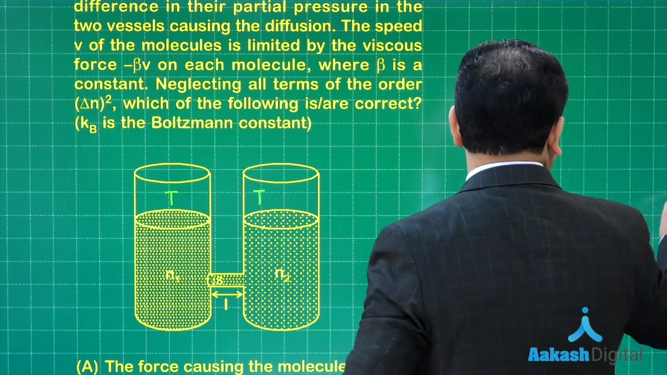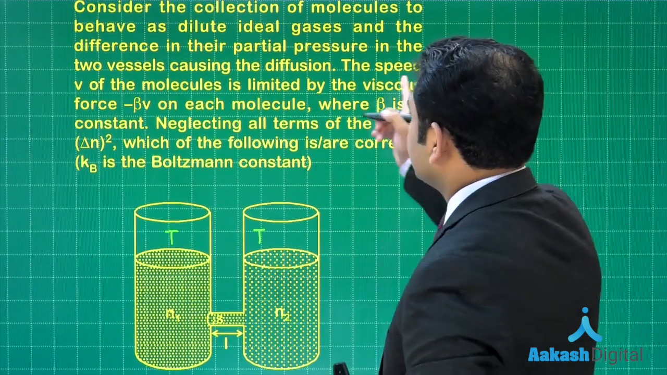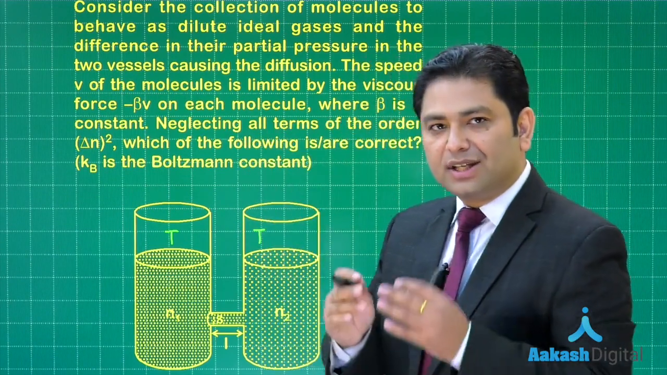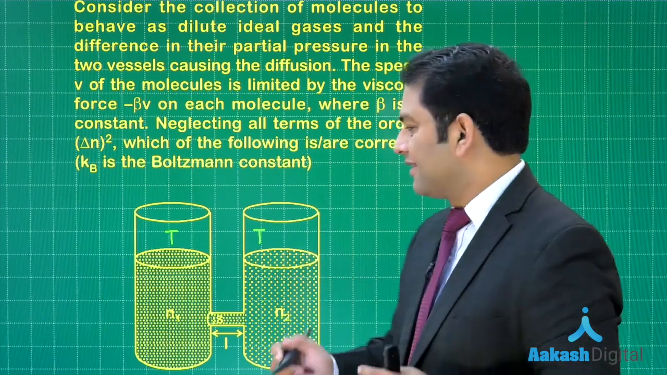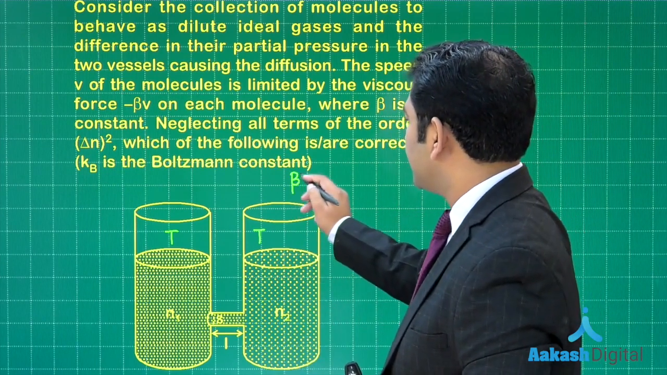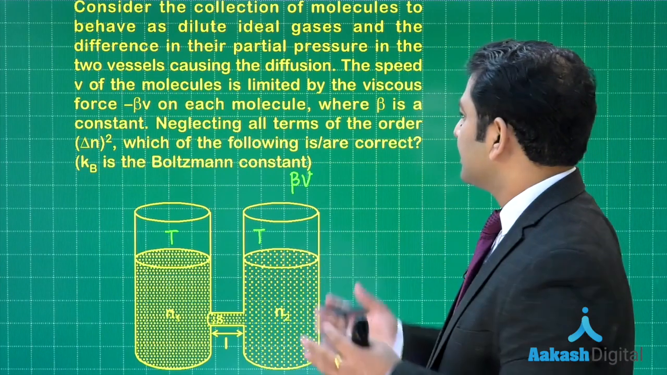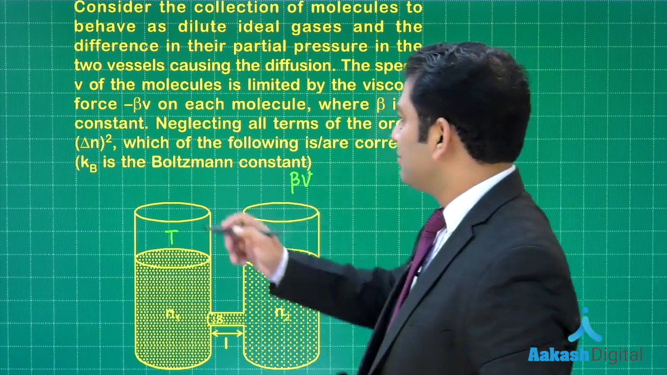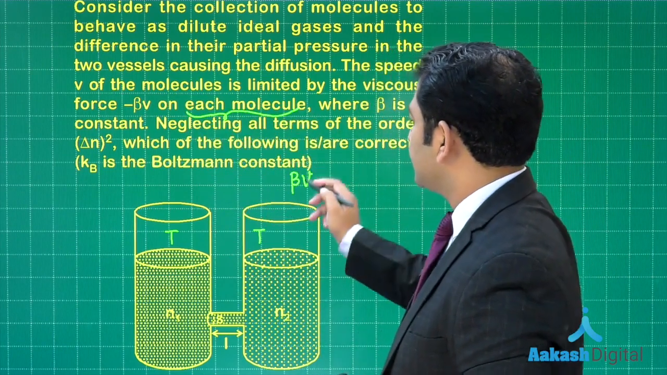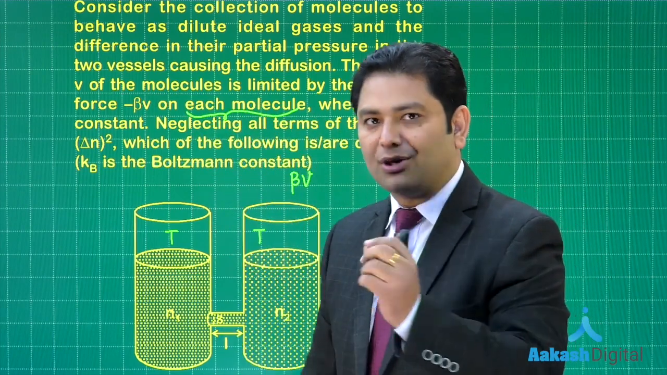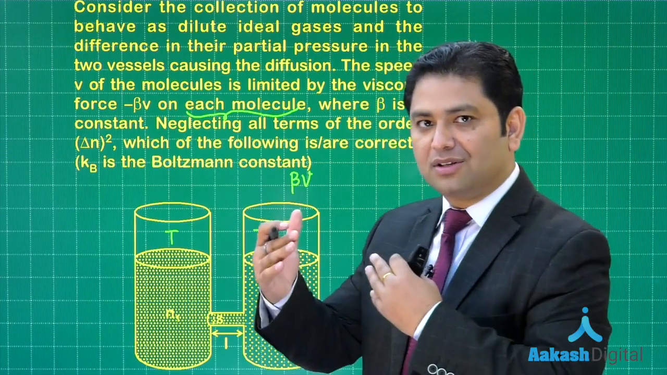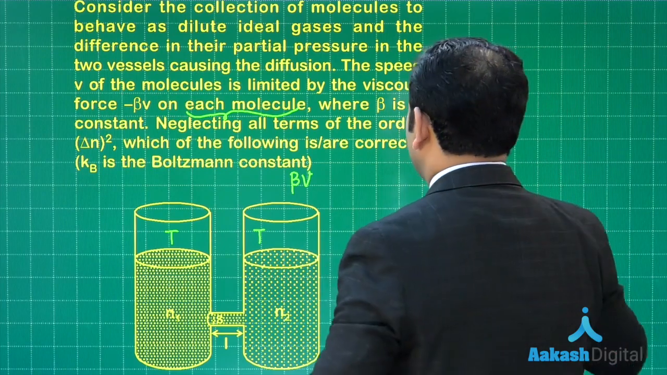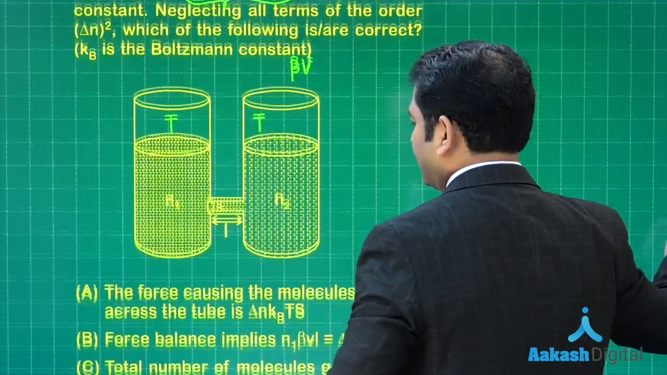And apart from that, there is also one thing. The speed v of molecules is limited by the viscous force. So there is a viscous force acting, and that viscous force, the value is beta times v, where beta is a constant and v is the speed of the molecule. But you need to be very careful. This viscous force is the force on each molecule. It's not in total, so that may create a mistake. Now, with all these things, we need to calculate, and even the Boltzmann's constant is given.